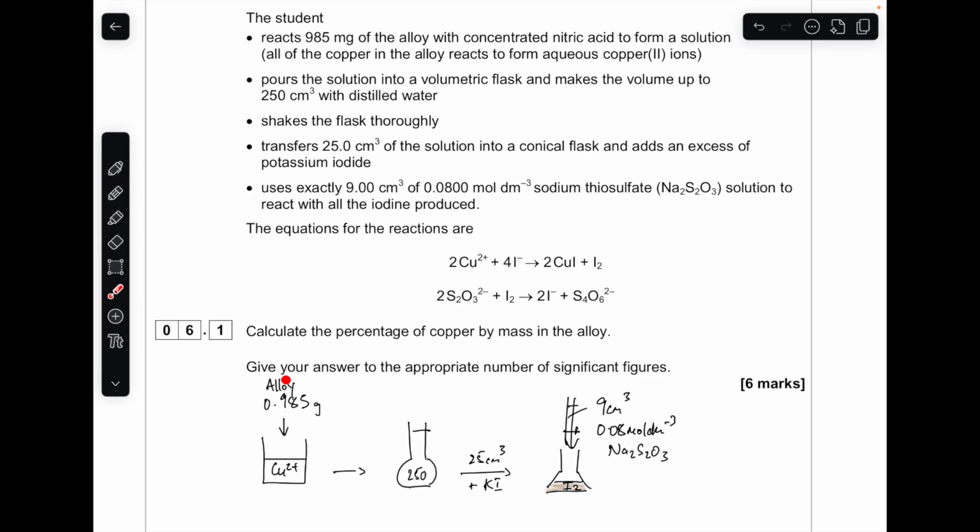So they've taken this alloy. Now the mass was given in milligrams. You can see I've put that into grams. So it's dropped into some acid, and all of the copper in the alloy reacts to form copper 2 plus ions. That's then fed into a 250 centimetre cubed volumetric flask, and obviously made up to the mark. And then 25 is taken out.